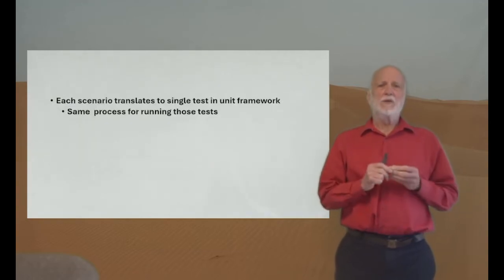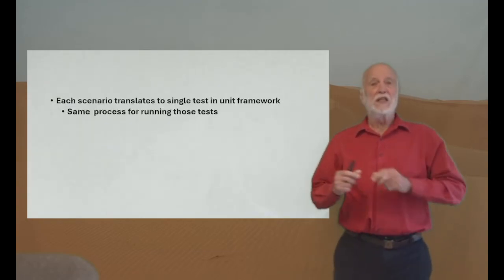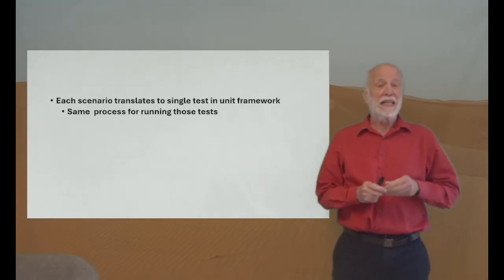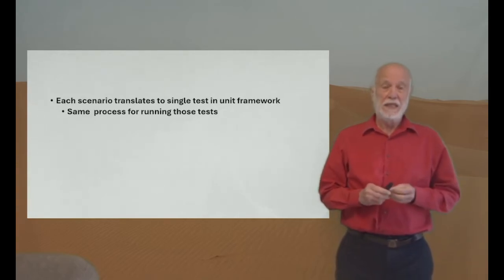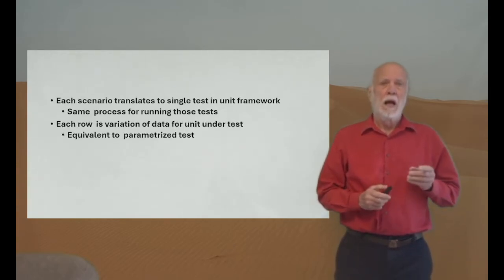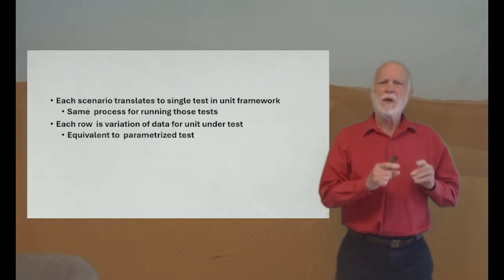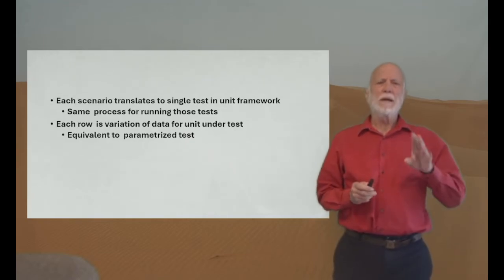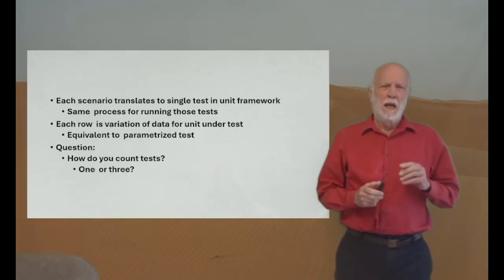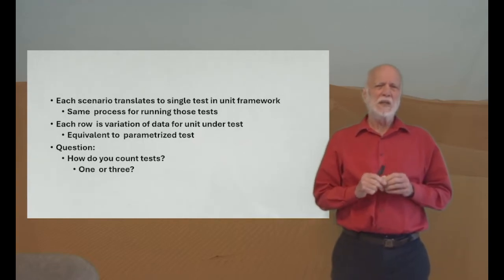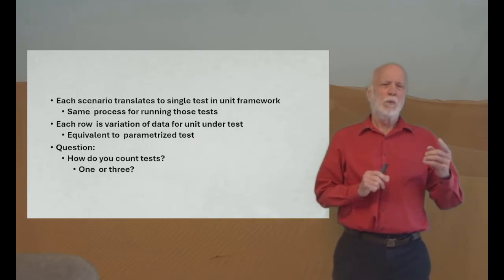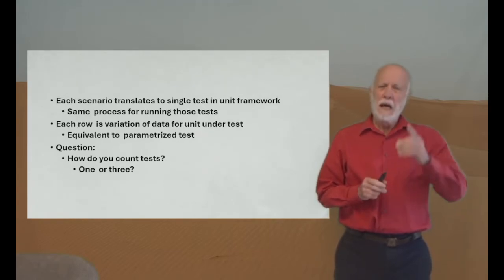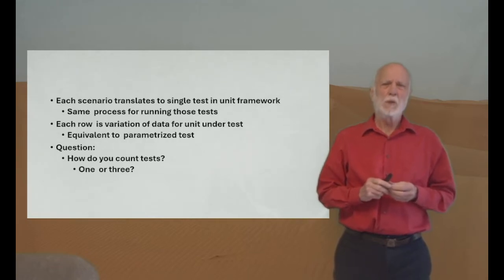So each scenario, as we'll see, translates to a single test in the unit framework, and it utilizes the same process for running those tests as any other unit test that you've written. Each row is a variation of the data for the unit under test. And it's equivalent then to a parameterized test. So now the question, how do you count those tests? Is it 1 test with 3 variations or 3 tests? I'll leave that to you as a philosophical question.